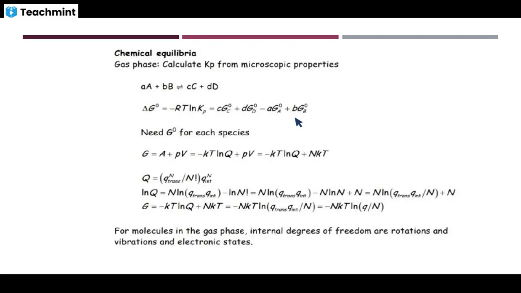For G0 for each species, G is nothing but A plus PV. Then A is nothing but minus kT ln Q, and PV is nothing but NkT. So then substitute for G, where Q is Q translational whole power N divided by N factorial, into Q internal whole power N. Do the mathematics, you get the relation. So for molecules in the gas phase, the internal degrees of freedom are rotational, vibrational, and electronic states.